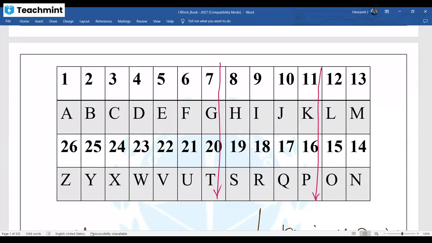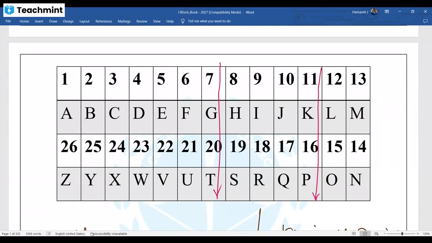Can you say what is X reverse code? X reverse code value is 3. In that column, what is the other value? X is 24, the other value is 3. 3 is reverse code. Forward code covered, reverse code covered. What is the other one we discussed?